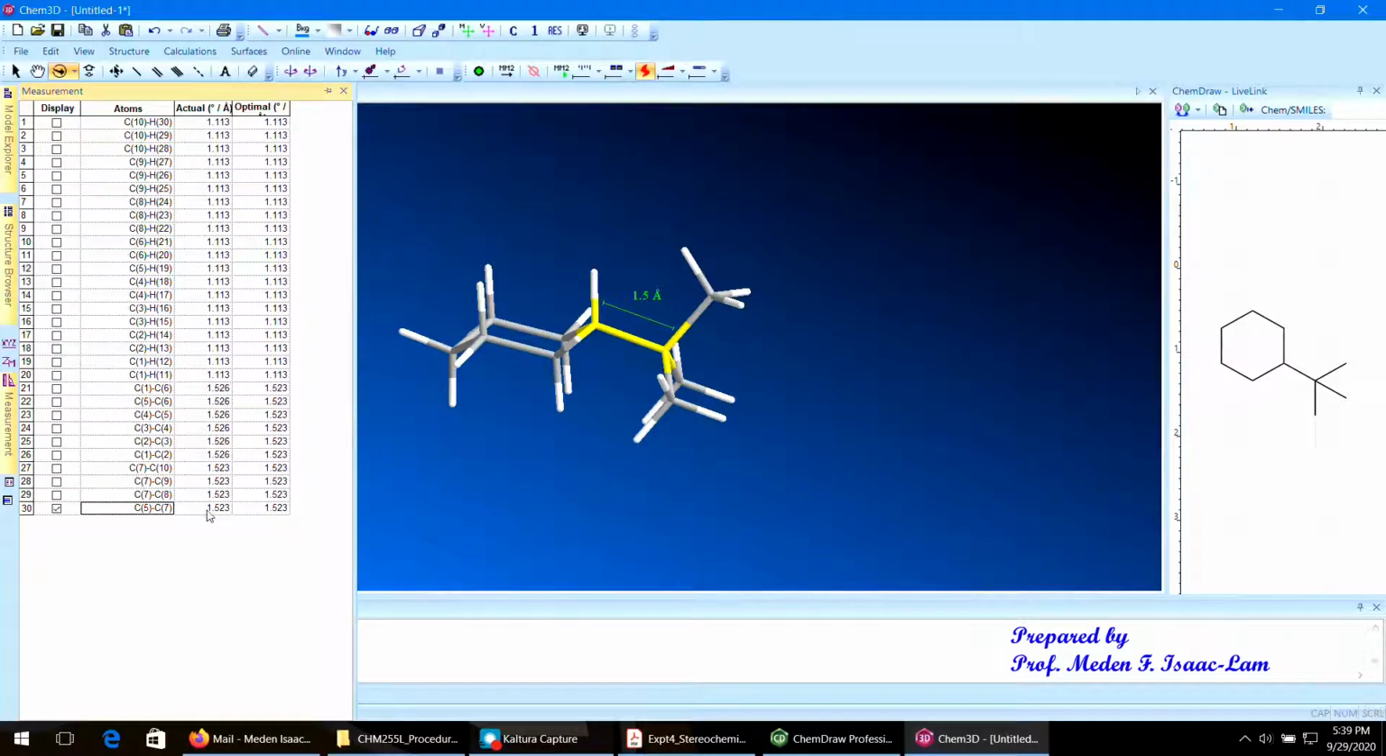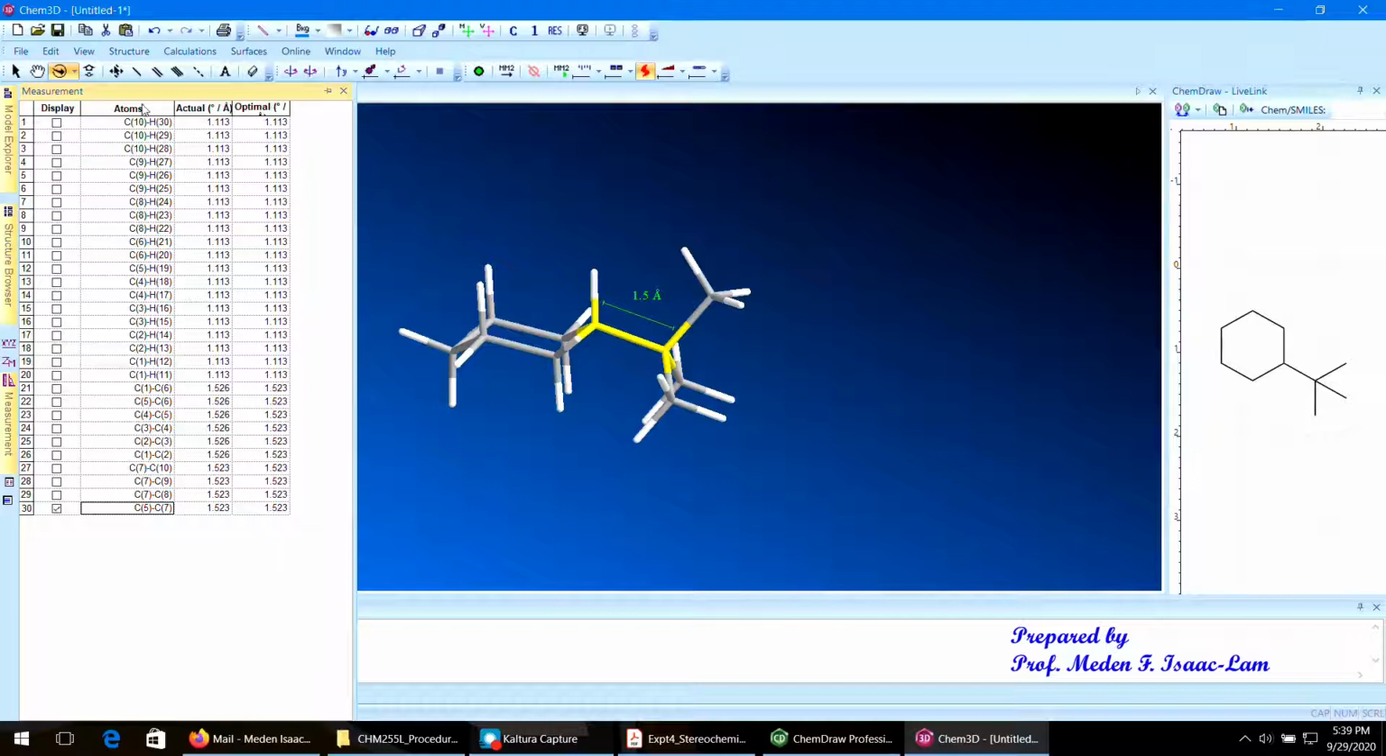So write this down please in the first blank. 1A, the distance between C1 and C2 in the handout, although in this drawing is C5 to C7, is the same. That numbering here is arbitrary. So the bond length is 1.523 angstrom.